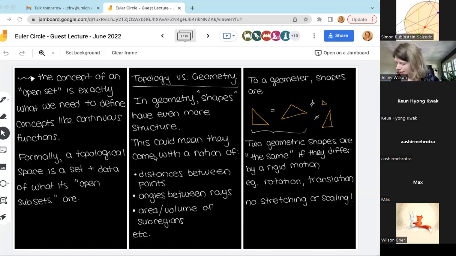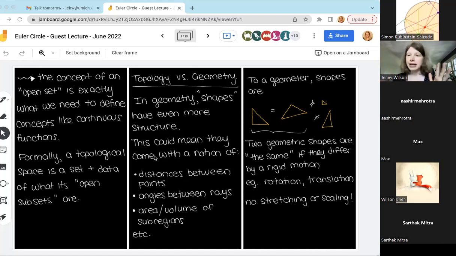And right, this is what's written here. So the concept of an open set is exactly what we need in order to generalize concepts like continuous functions. And so formally, a topological space is a set plus the data of which subsets are open. It's a completely abstract definition. Okay. And so in answer to the question, formally what it means for two points to be close is if they are contained in a lot of common open sets. They are elements of many of the same open sets.